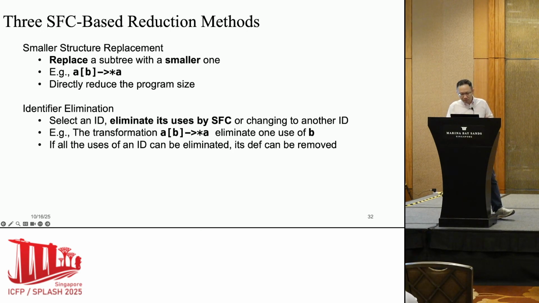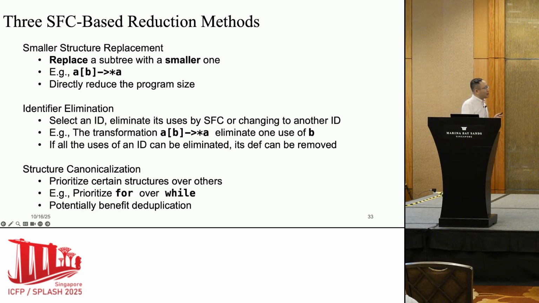And now with FSC, we can eliminate the identifier by converting the corresponding structure from one form to another form and do the reductions. So these 2 transformations basically focus on minimization, and the last one is more focused on canonicalization. The idea behind this method is that given a structure, we can order all the possible forms and do some prioritization. For example, given a statement, we can prioritize for statements over while statements. So this method can potentially reduce the difference among duplicates and benefits bug deduplication.